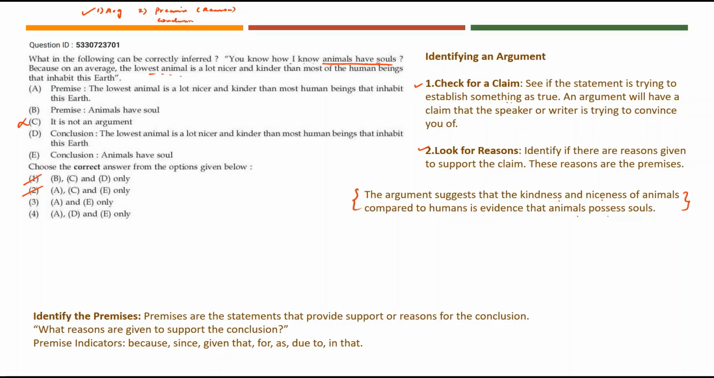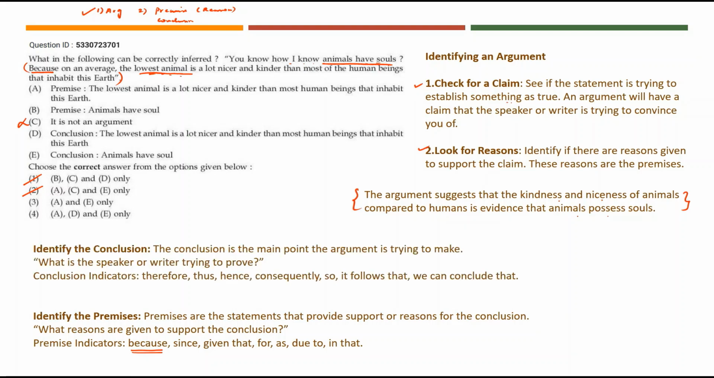What are the premise indicators? Because, since, given that, for, as, due to, in that. So from this we know because on an average they are explaining the lowest animal is a lot nicer. Definitely this part will be taken as the premise. If you find these indicators in the statement, you can identify them to be the premise.